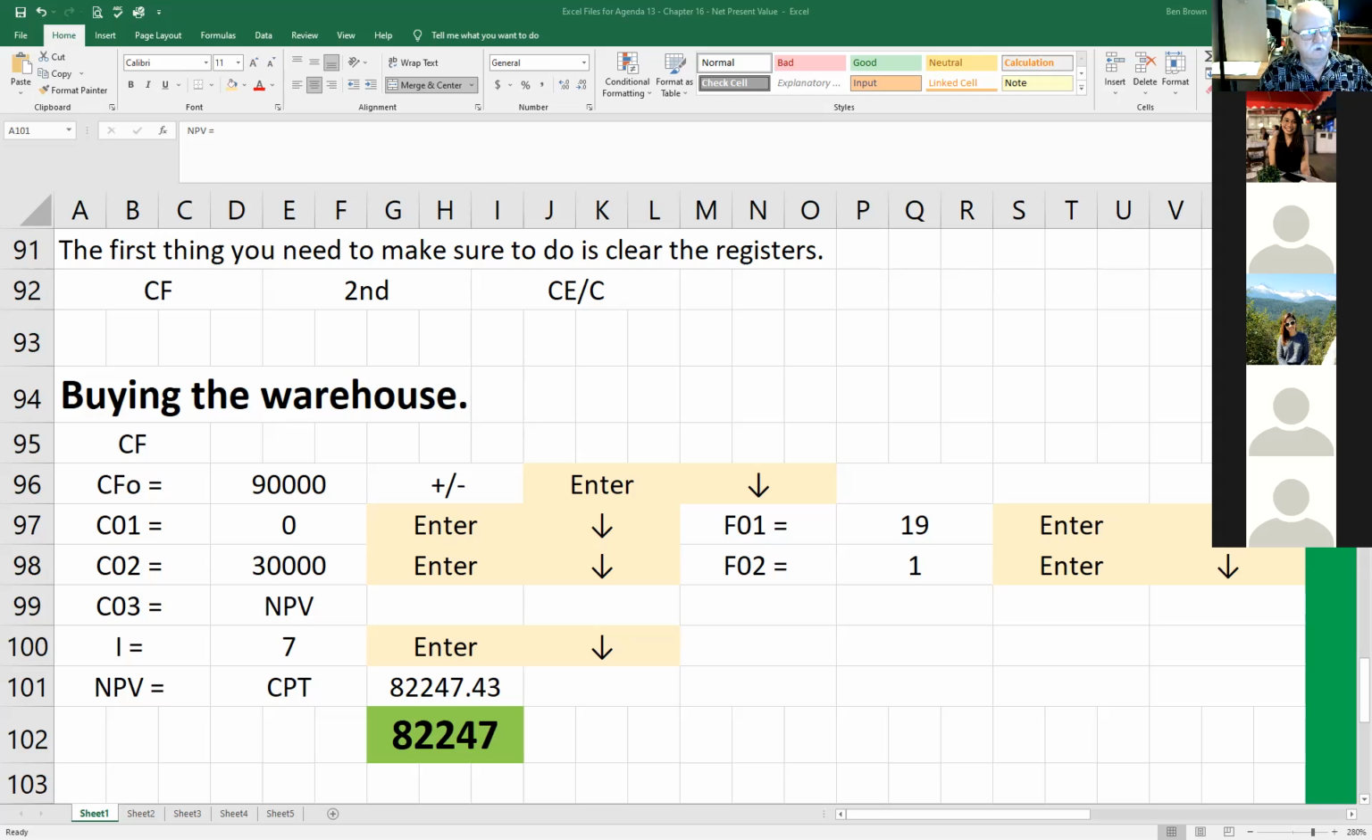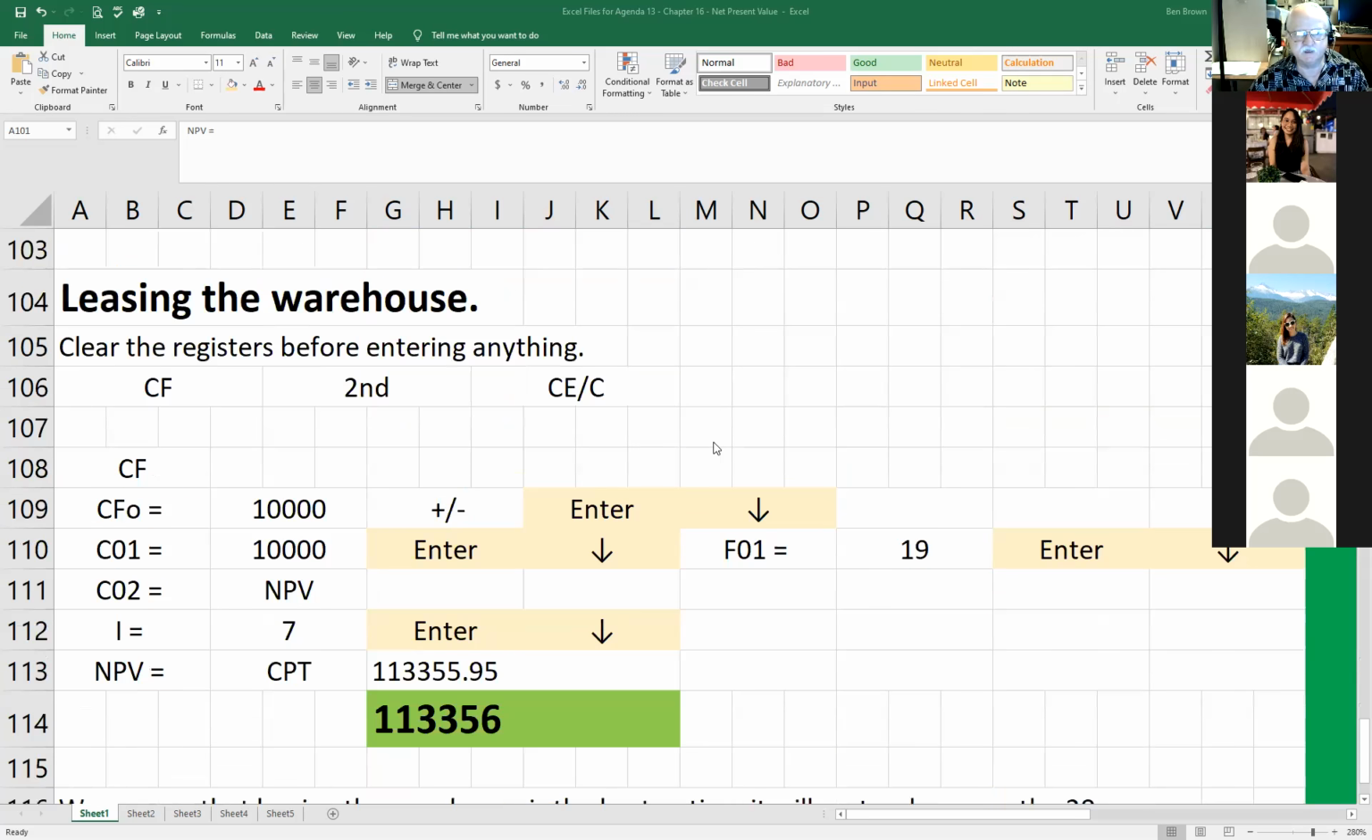So the reason we're rounding to whole numbers is explained in the textbook. They just say that these are only estimates. And so we don't really need to worry about the pennies. So this was using the BA2 Plus for the calculation for buying the warehouse.